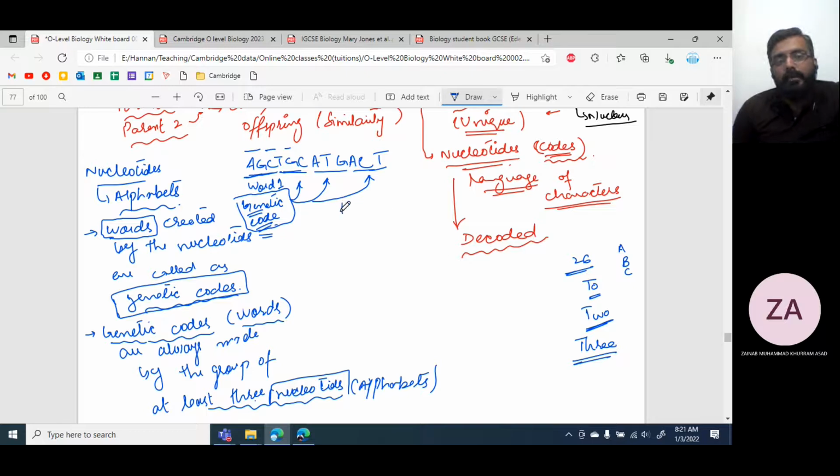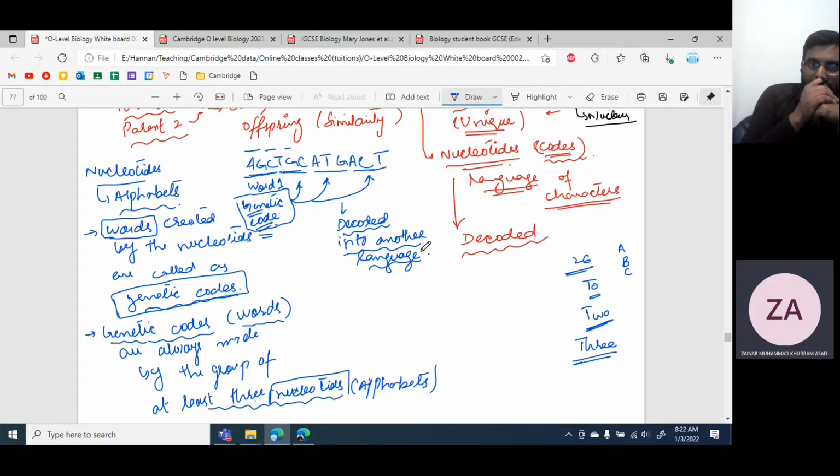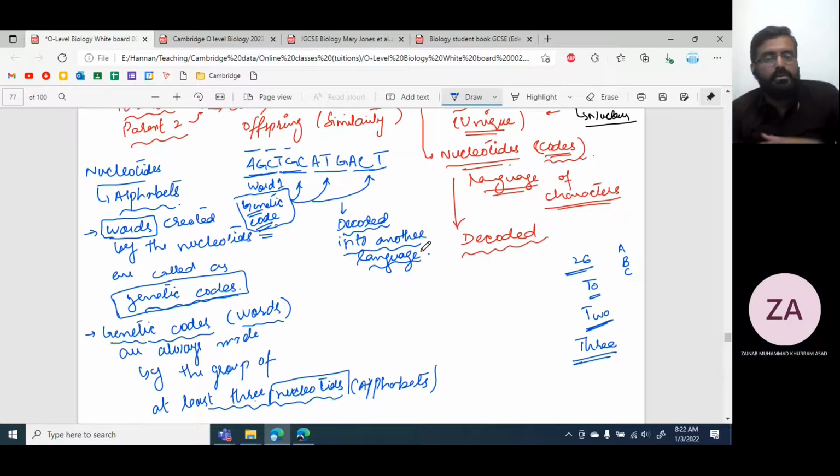Now from here, what will happen? It would be decoded into another language. Okay, what is that language? What should be that language? Nucleotides are the language of DNA, but what should be the language in which these nucleotides should be converted? What would be that language? If I convert this language of nucleotides, which language is it in which they will be converted, what is that situation?